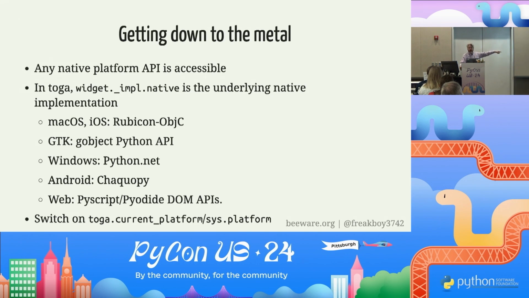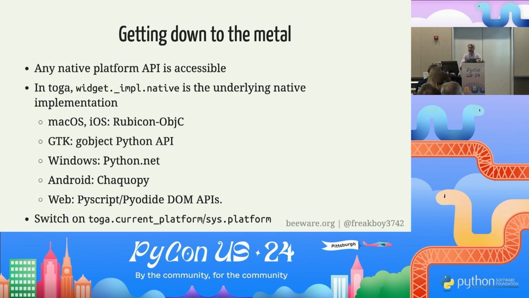On macOS and iOS, there's a library called Rubicon Objective-C, which is a dependency of Toga. We use Rubicon Objective-C to build Toga to call the native APIs for creating a button, for creating a window, for creating a text label. You can also use those libraries to call any other API that's in the Objective-C code space. Similarly, on GTK, we use GObject.